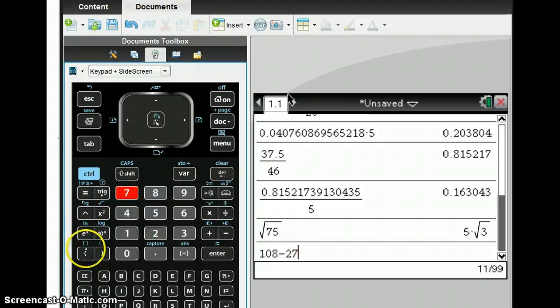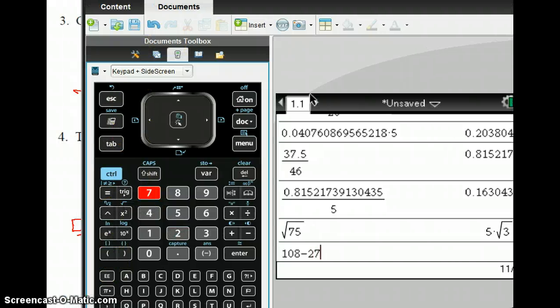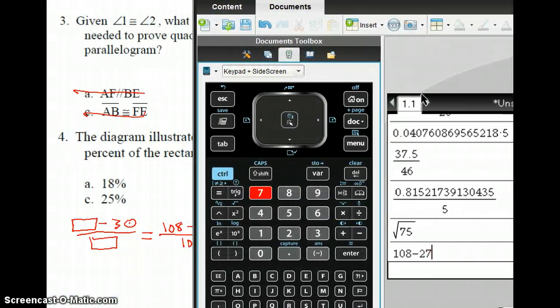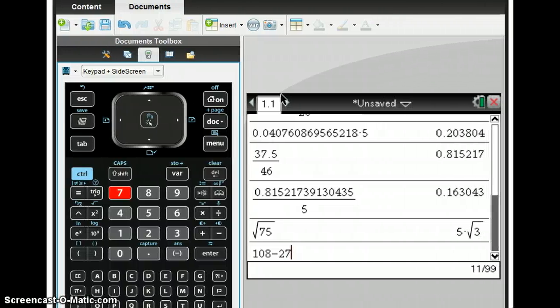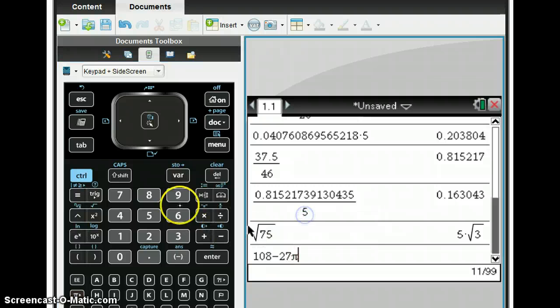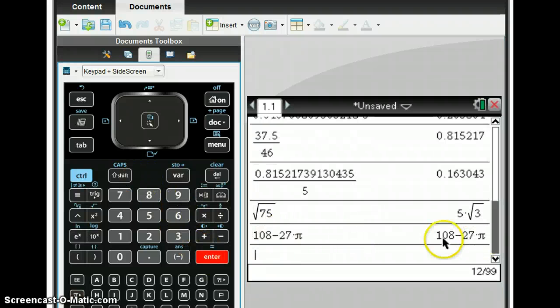Oh, the pi is in a cool place. I forgot. Where is it? Sorry, I was looking for the pi. Oh, there's a pi in a cool place on this thing. Oh, yeah, it's just right here. Pi. Great. And that doesn't simplify.